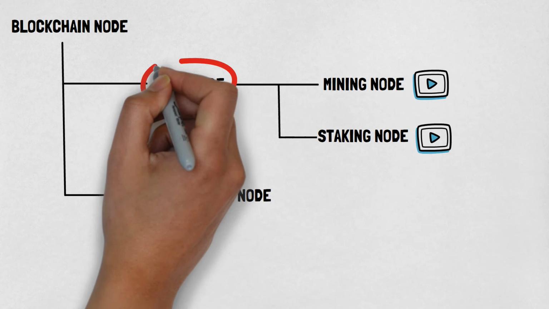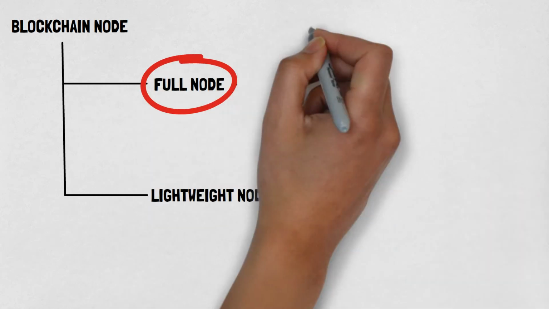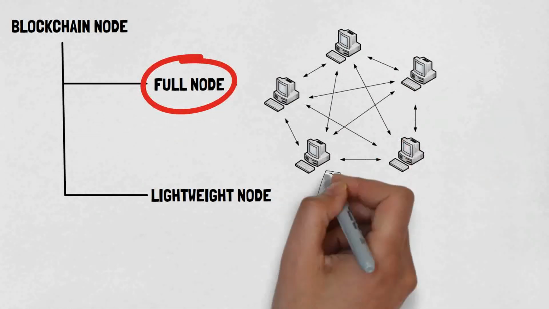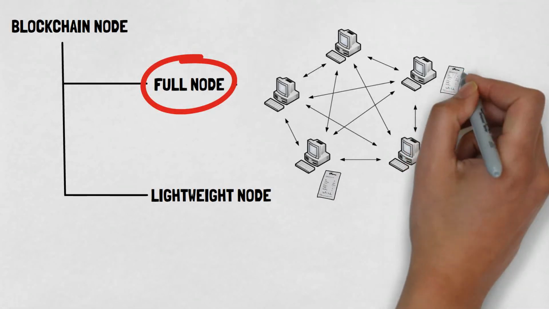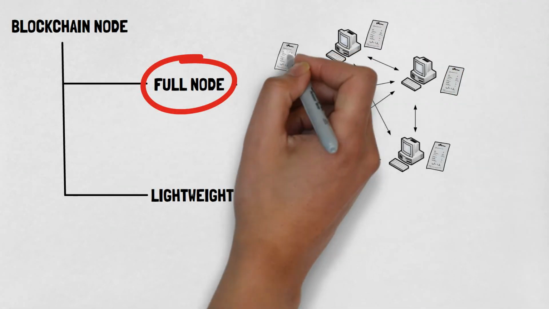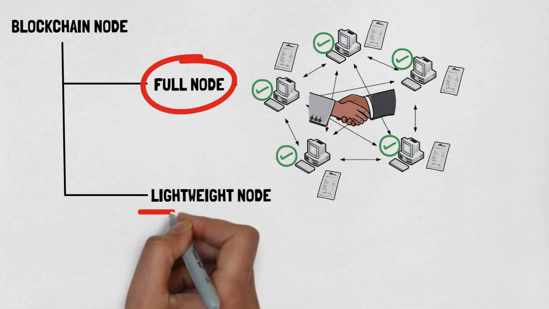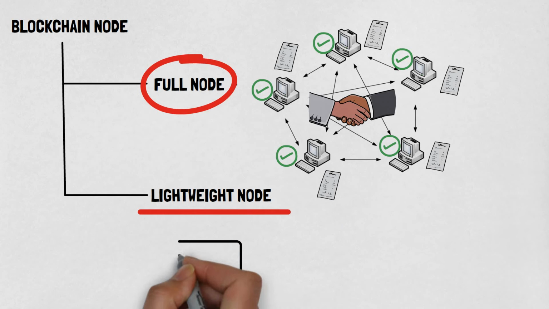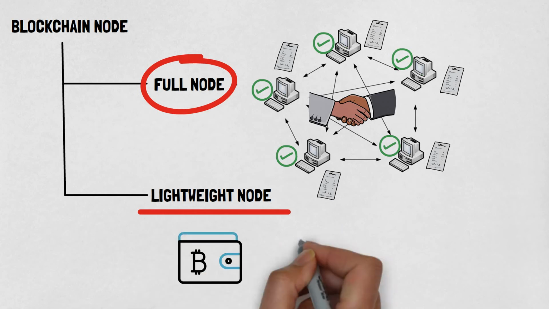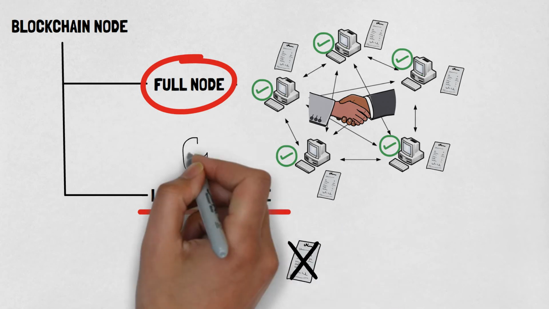Full nodes act as a server in a decentralized network that carries the main tasks like storing a copy of the blockchain, maintaining an agreement with other nodes, and verification of transactions. Whereas lightweight nodes are used as wallets to store coins. They do not store the whole blockchain and they must connect to the full nodes to broadcast their transactions to the network.